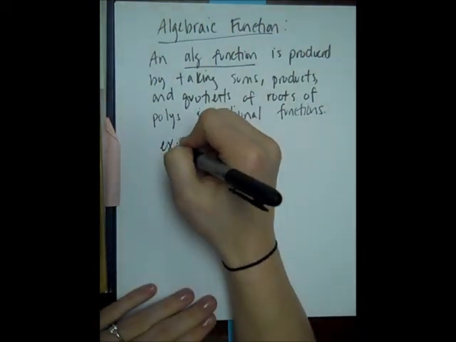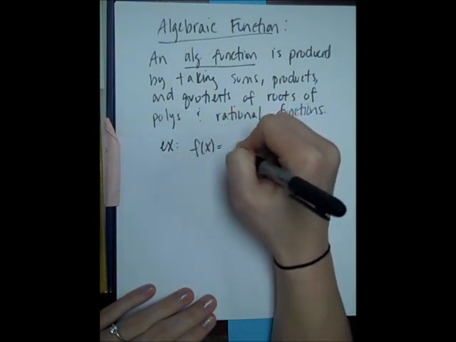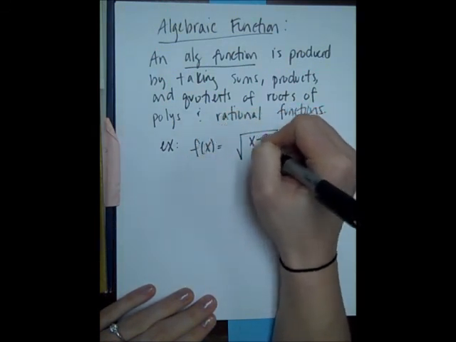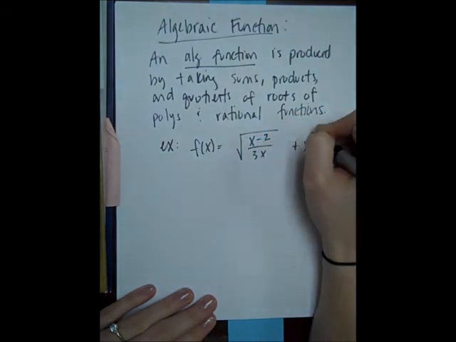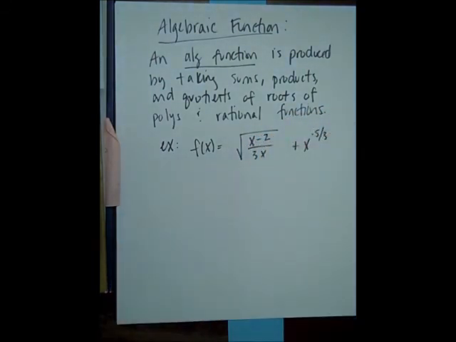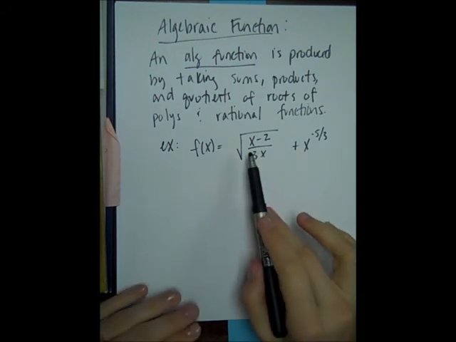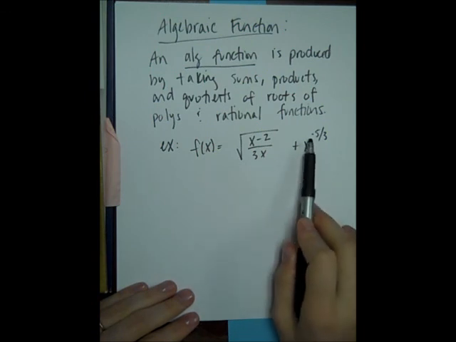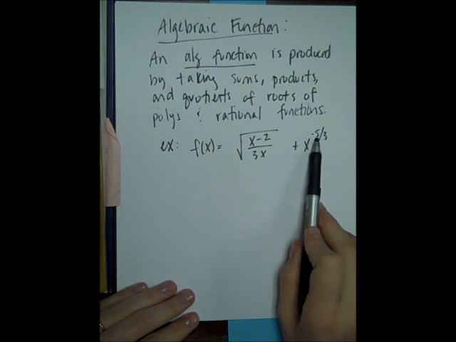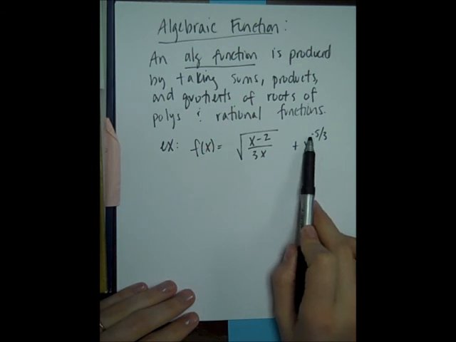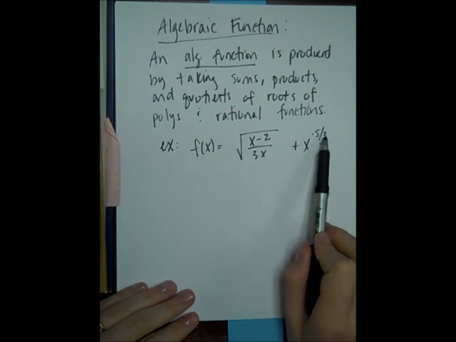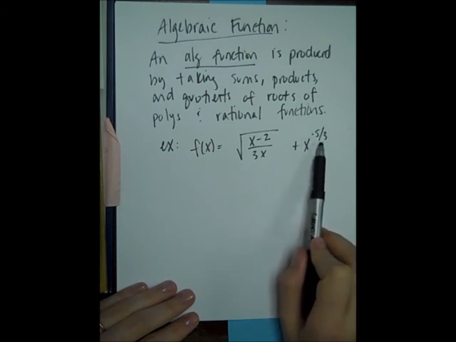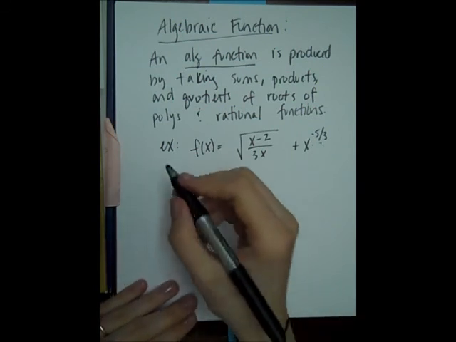So a couple of examples here. I could have the square root of (x minus 2) over 3x plus x to the negative 5/3. Now why is this an algebraic function? Because this is a root of a rational function, and I'm adding to it the root of a polynomial. This doesn't look like a root necessarily, but anytime I have a fraction as an exponent, that is a root. So this says raise it to the fifth power, take the negative 1/3 root, or sorry, take the cube root, and so this is definitely a root. So this is an algebraic function.